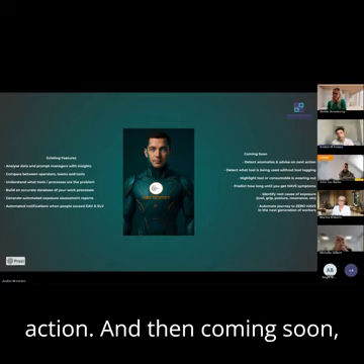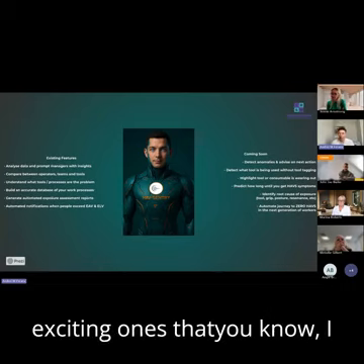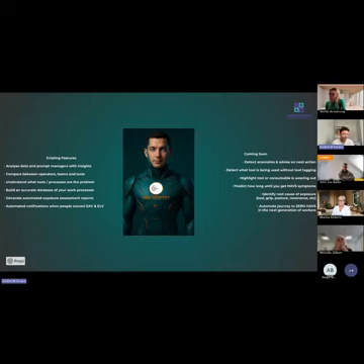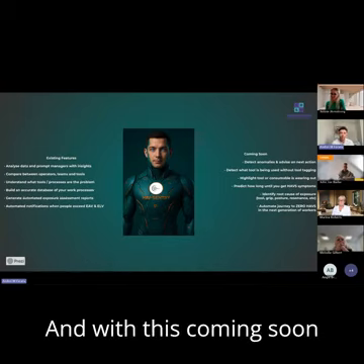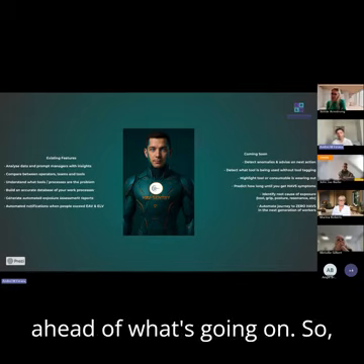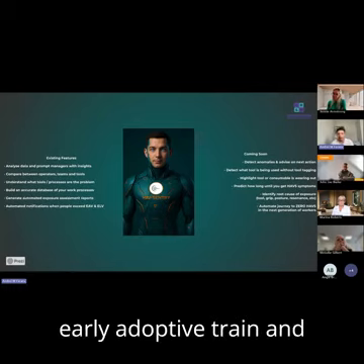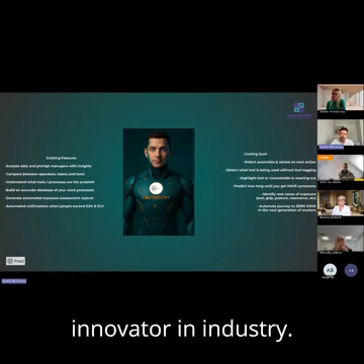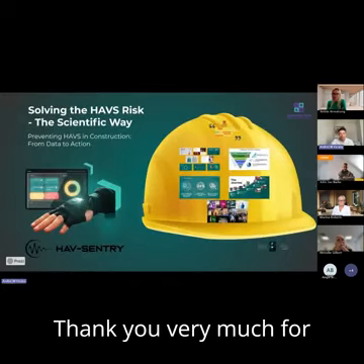And then coming soon, we have some really, really exciting ones. I do say this all the time, that I think we're probably at least 7 years ahead of everything else out there. And with this coming soon functionality, we're probably going to be 10, 15 years ahead of what's going on. So, do jump on the early adopter train and take advantage of the latest technology and be seen as the innovator in industry. Thank you very much for listening.